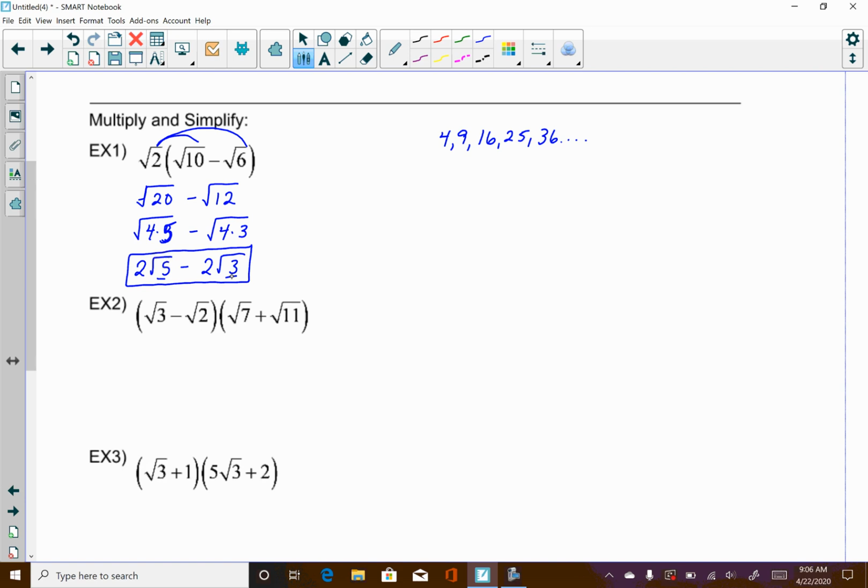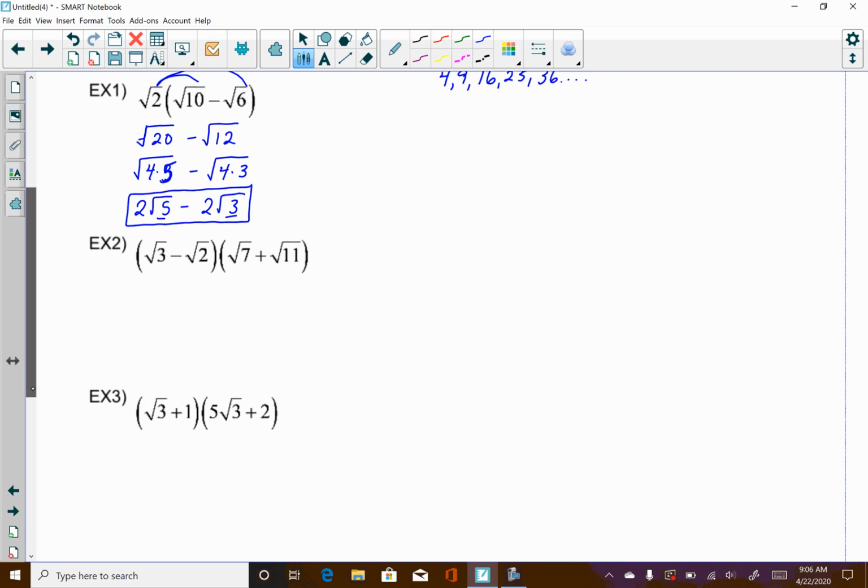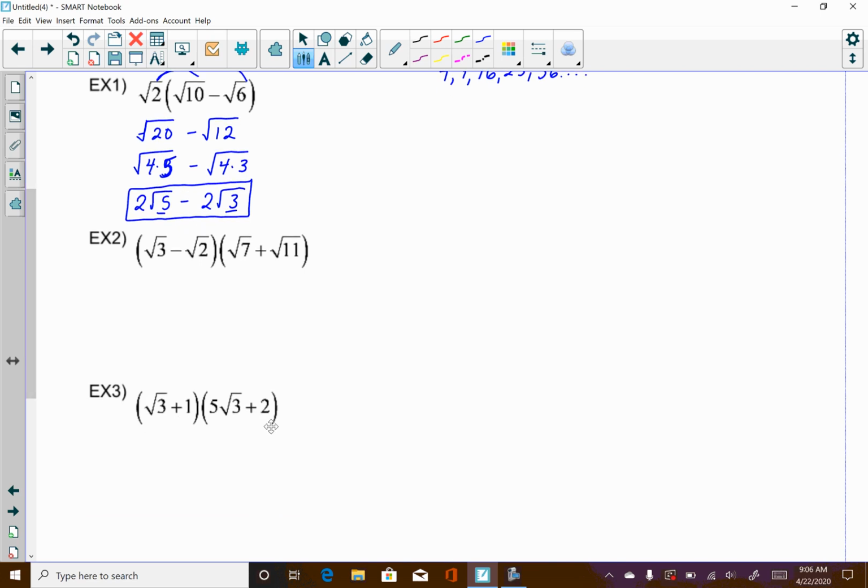All right, I'm going to move on down. I'm going to do example 3 with you, just because there's a little bit more to be done on that one. But example 2 is the exact same way. Okay, you've got a 2 term times another 2 term, so you're going to want to FOIL on this one. So multiply my first.